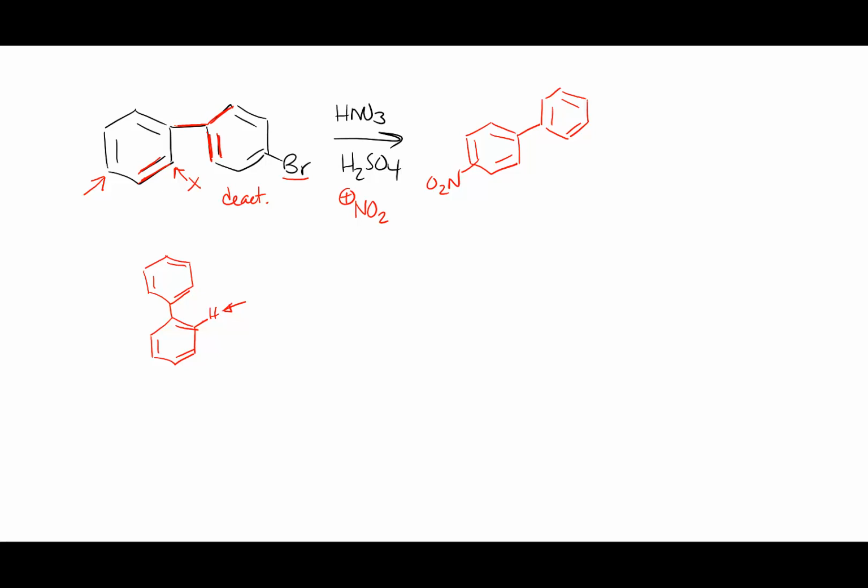And then the bromine is actually para in that case. So again, in this case, it'll add to the left-hand ring simply because the right-hand ring is deactivated, relatively speaking, with the presence of the Br.